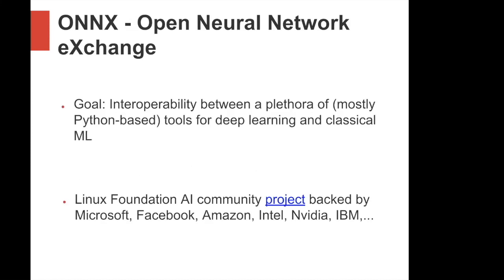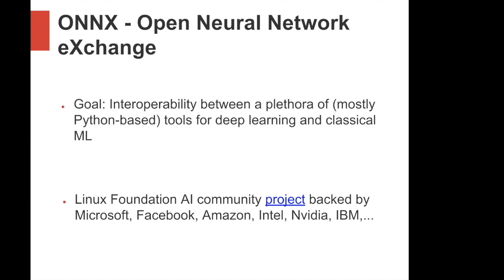So now let's get to what ONNX actually is. Pretty important if we want to use it. It's open, stands for Open Neural Network Exchange. And the goal is basically to be an intermediate format and enable interoperability between a whole number of mainly Python-based tools and frameworks for deep learning, and it also has support for classical machine learning.